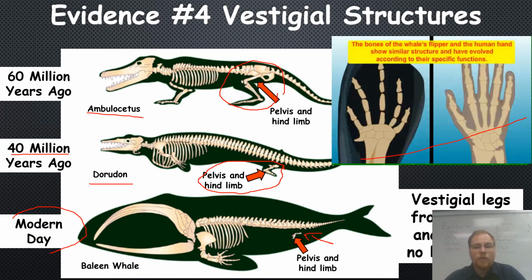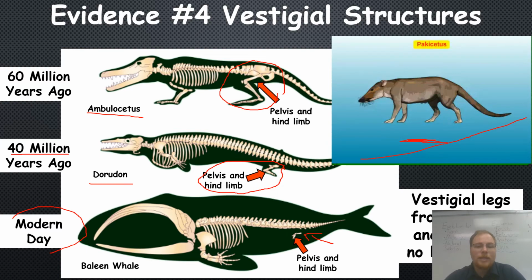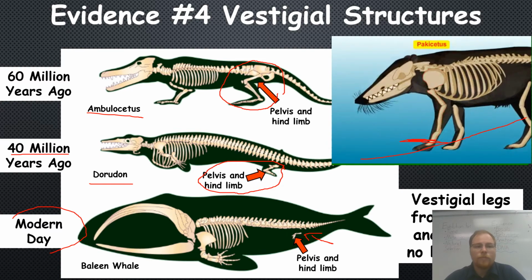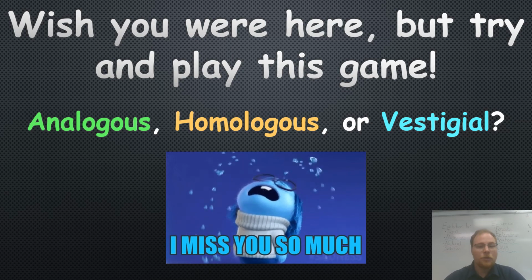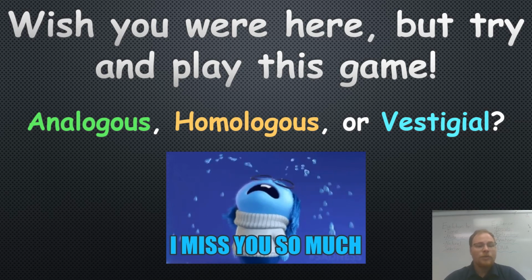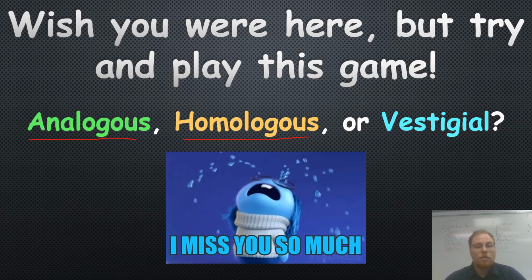In this example right here, you can see between mammals, they both have basically the same structure. Now, I wish you guys were here, but we're going to try and play a game. So play along with me. I'm going to give you a picture, and I want to ask, is it analogous, homologous, or vestigial structures?